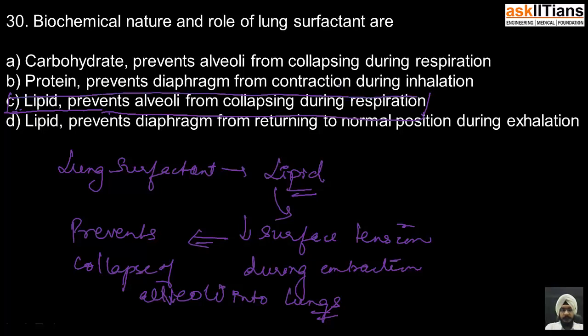The rest of the options are incorrect. Let's see why. Option A says carbohydrate, which is not correct. It is a lipid. B says protein, which is also not correct. The D option, though it says lipid, gives a different function. It says prevents diaphragm from returning to normal position during exhalation, which is also incorrect. So the correct option is C.